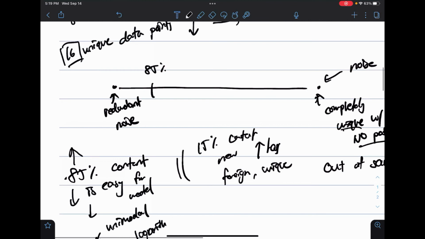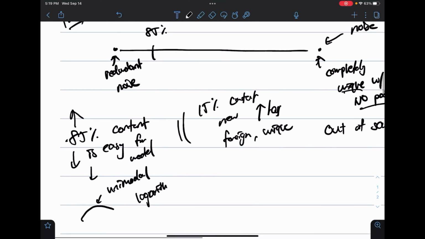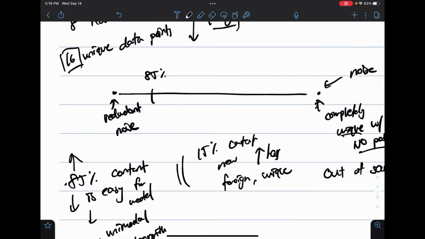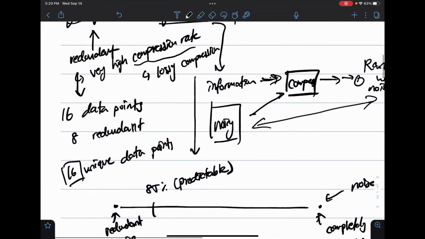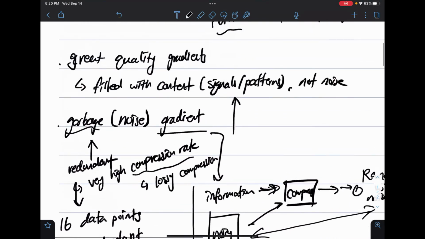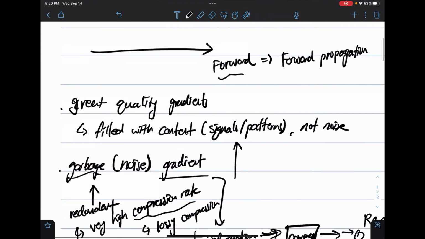But anyways, this is the overall idea in terms of how we situate this on a spectrum. We want 85% of the content to be predictable, and we want 15% of the content to be completely new and foreign to a machine learning model. So this is what creates good gradients, all right? This is where we propose a solution.